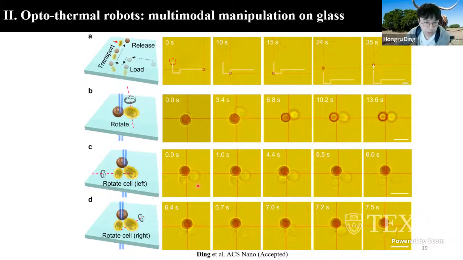And more exciting thing is that if we have two cells in contact with each other, by shifting the position of the laser beam, we can achieve the manipulation of single cell. You can see in the first row, we just rotate this cell and leave the right cell at its position. And in the second row, we can achieve the rotation of this cell and keep the left cell at the original position.